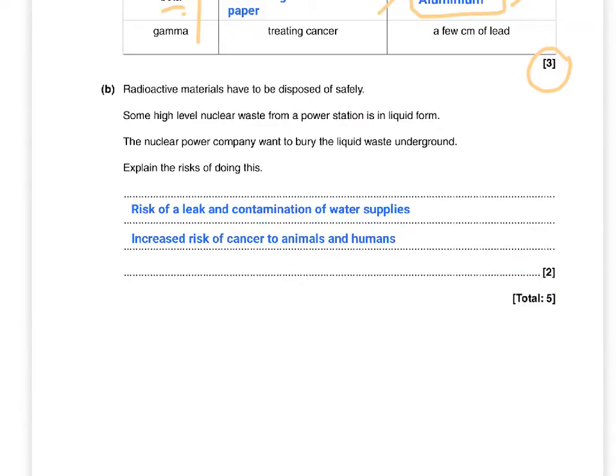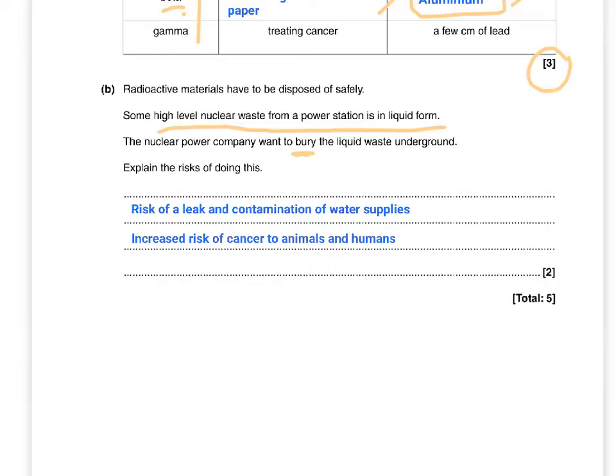Part B, radioactive materials have to be disposed of safely. Some high-level nuclear waste from a power station is in liquid form. So it's high level and it's in liquid form. The nuclear power company want to bury the liquid waste underground. Explain the risks of doing this.